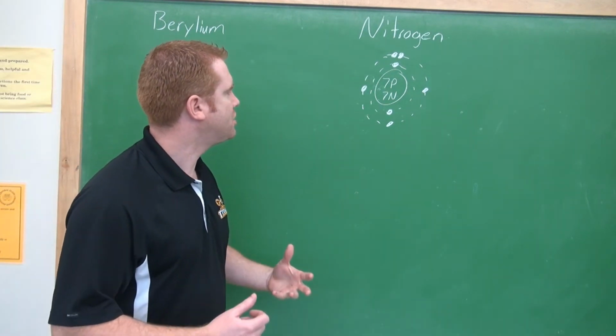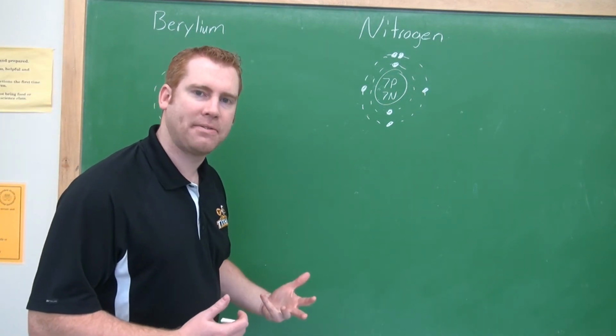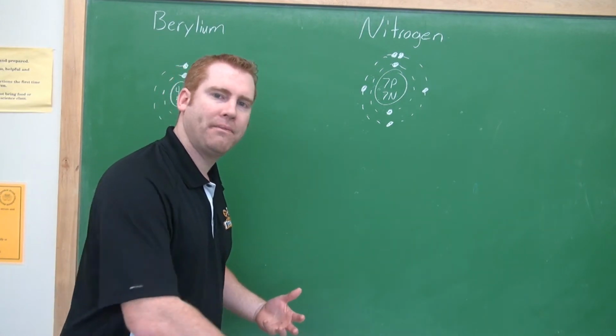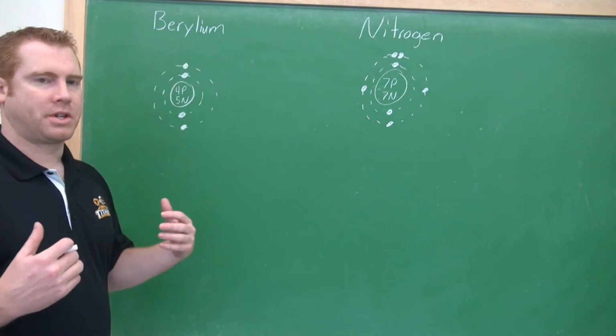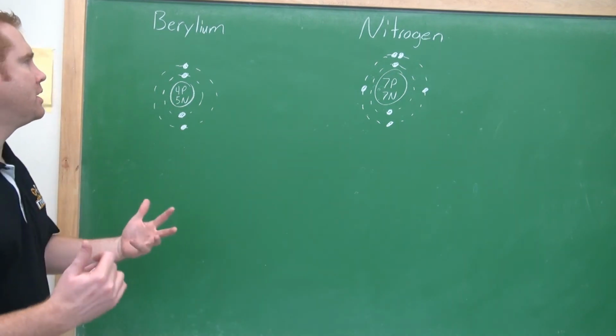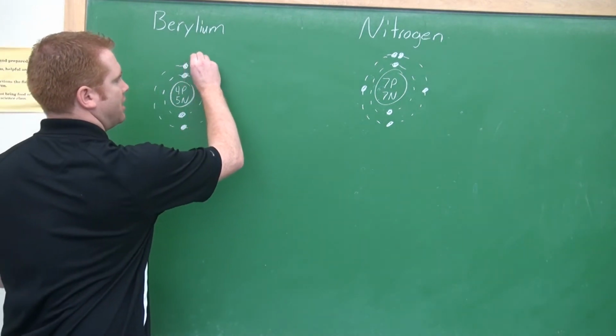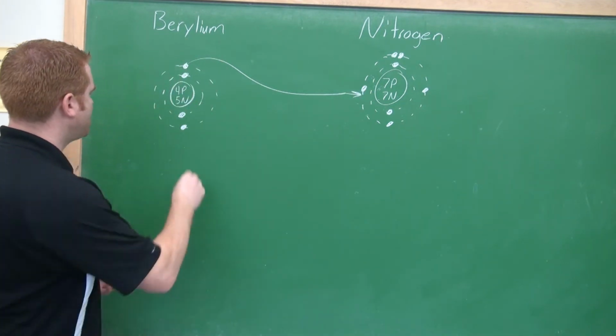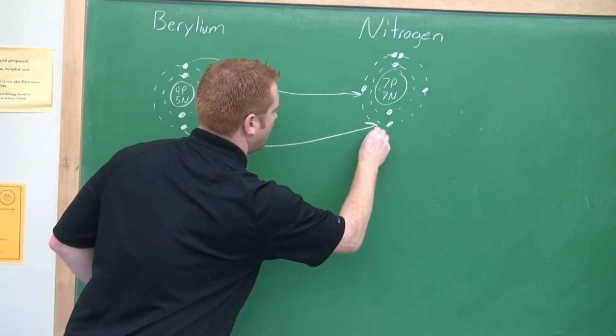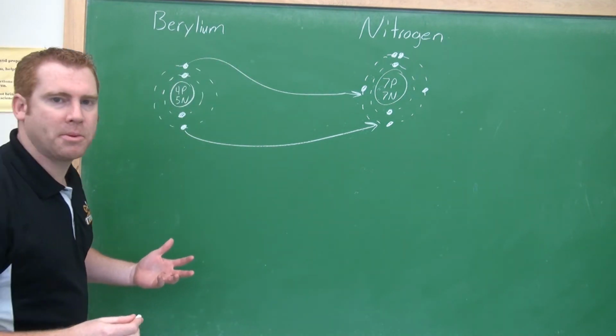Nitrogen, it wants to gain electrons. It has 5, so it could gain 3, or it could lose all 5. Easier to gain the 3. So what's going to happen? They meet up, they start to cut a deal. Beryllium says, hey, here you go, don't want the electron. Nitrogen says, thank you very much. Beryllium sends another one over, and nitrogen's happy about that as well.